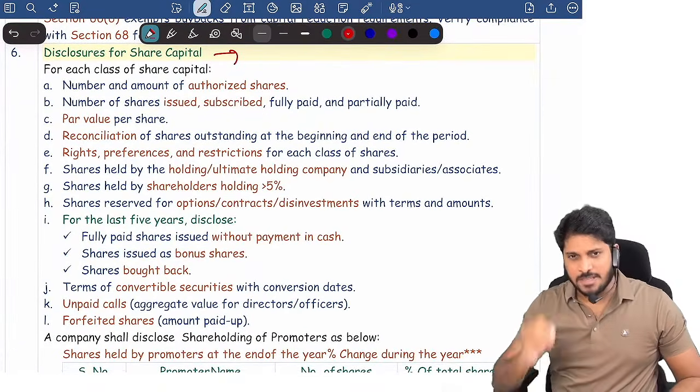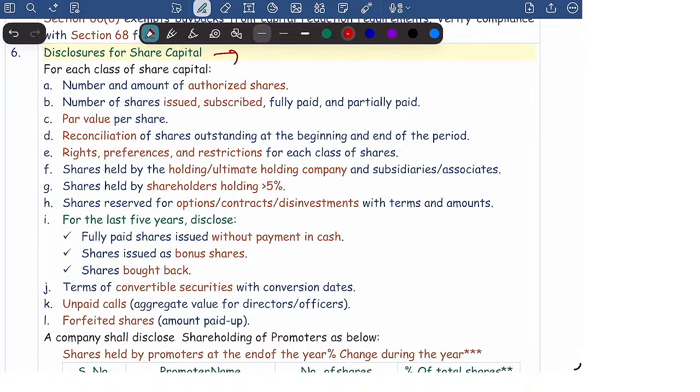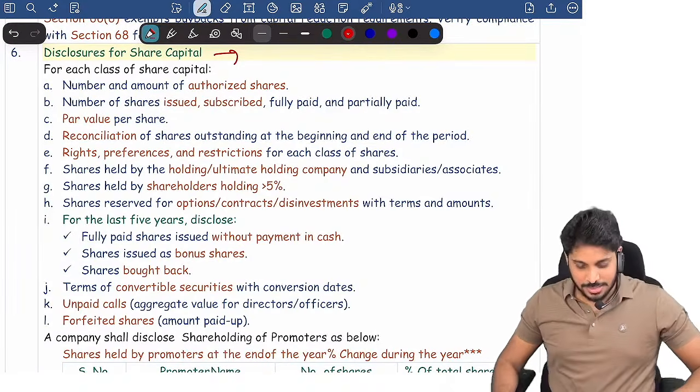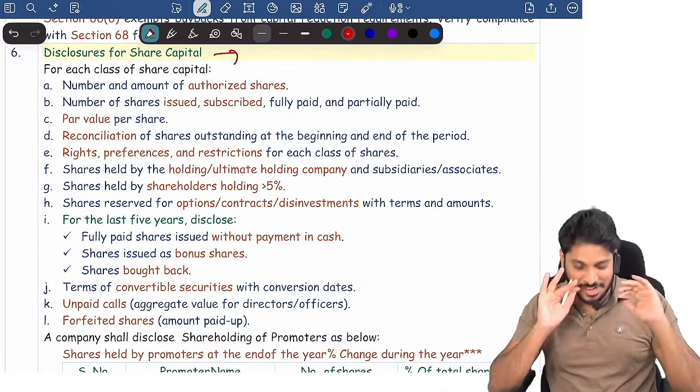Share capital, just 1 minute, guys. Yeah, fine, let's continue. Some fruit seed I had, so it's irritating in the teeth. Okay, fine. Now I removed it.